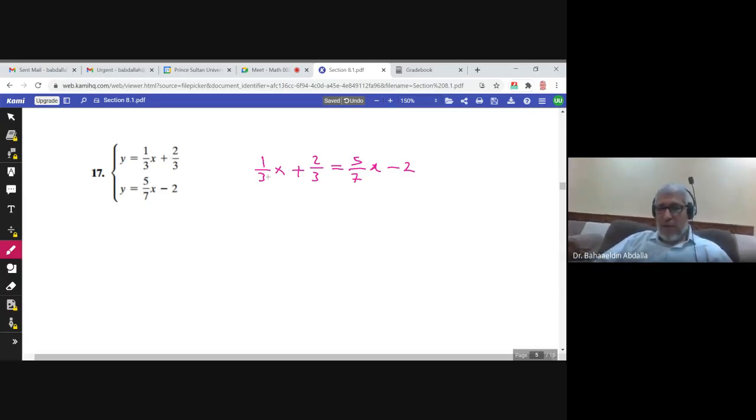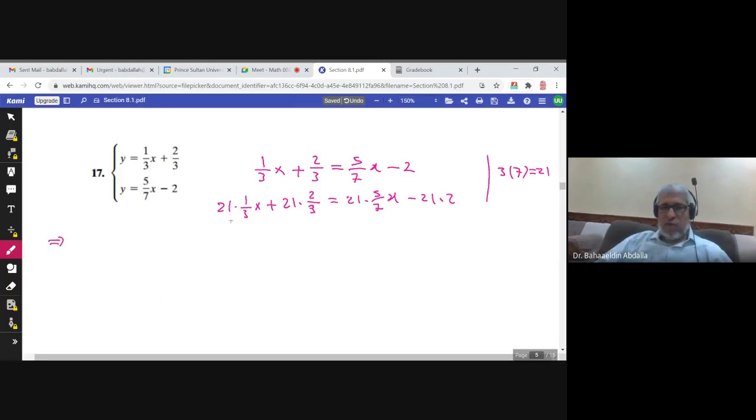I have 3 and 7. So I will multiply by 3 times 7, which is 21. Okay. So I will multiply each term by 21. So 21 times 1 over 3x plus 21 times 2 over 3 equals 21 times 5 over 7x minus 21 times 2.